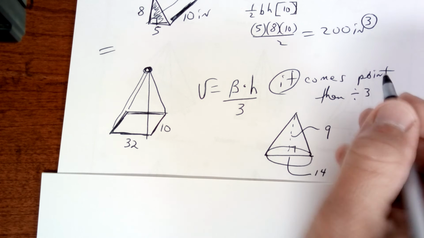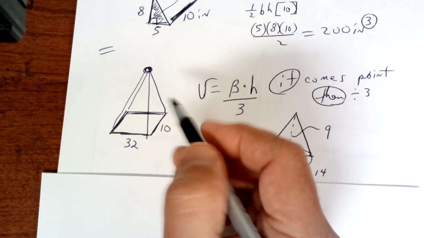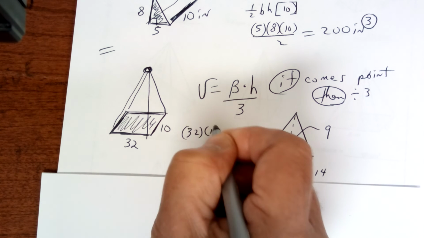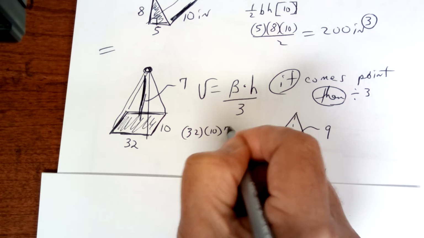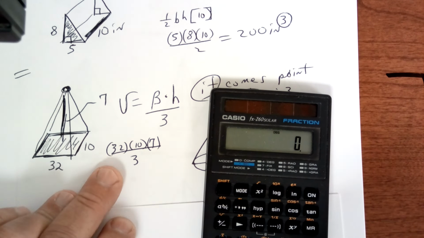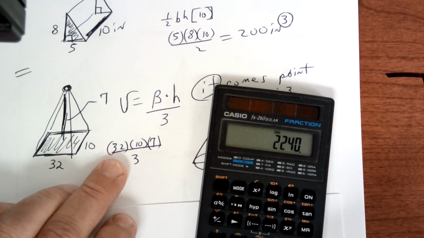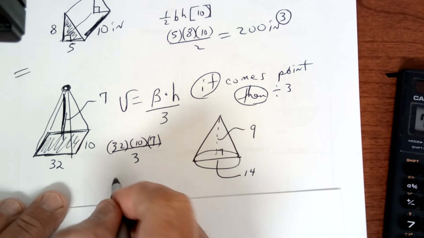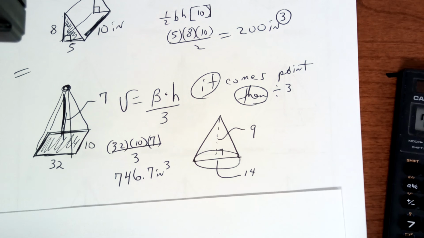If, then. Okay? So the base is going to be 32 times 10. We need a height in here, so let's make it 7. But you got to divide by 3. So let's work that out. It's real simple other than you got to divide by 3. So 32 times 10 times 7, press equals, and then divide by 3, and I get 746.7. And that's how you do it. And that's what we're doing today.